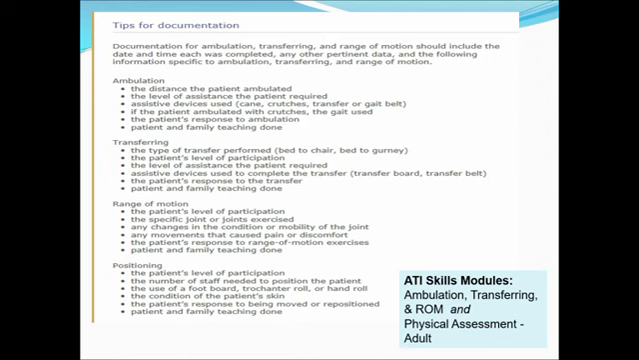Some tips for documentation. This actually comes right out of the ATI skills modules, the ambulation, transferring, and range of motion, as well as the physical assessment of the adult. Some things to note with ambulation: how far did they ambulate? How much assistance did they require? Do they have any devices? And of course, any teaching done. Same thing with transferring. How are they transferring? What type of transfer was performed?